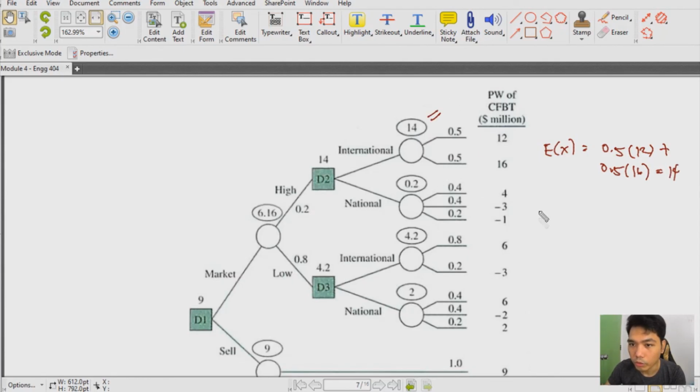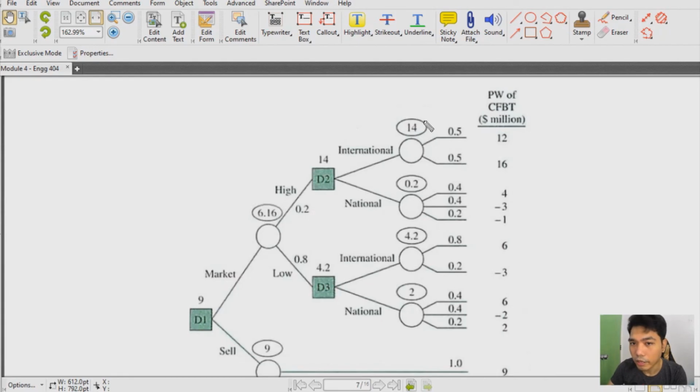Then how about 0.2? So that's the same concept. E sub x is equal to 0.4 times 4 plus 0.4 times negative 3 plus 0.2 times negative 1. So this gives you 0.2. Okay, so ganun lang yan. And that is also how you solve for 4.2 and 2 on the latter part of D3. But ang concern natin is D1, yung best node there. So hopefully gets yun na yun, concept na 14.2 and 4.2.